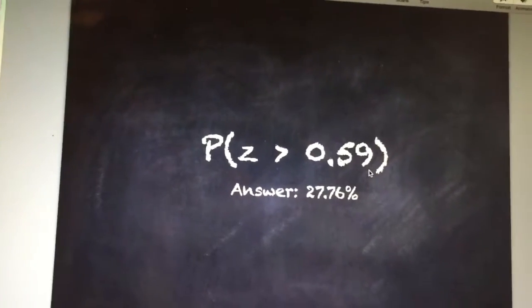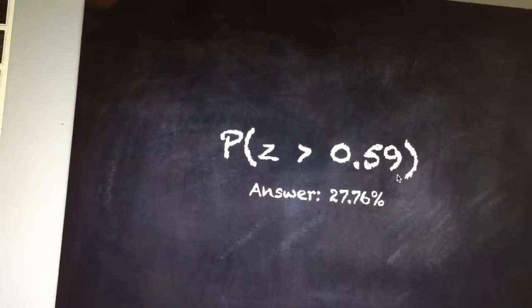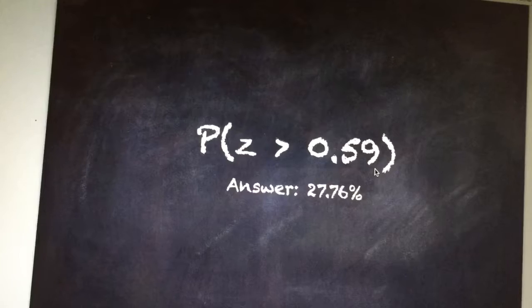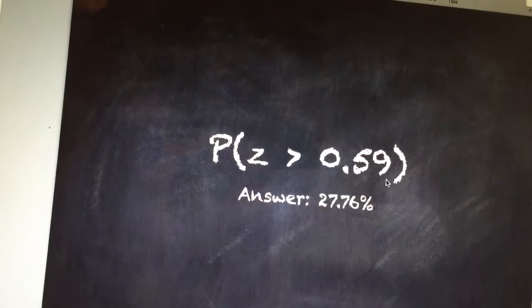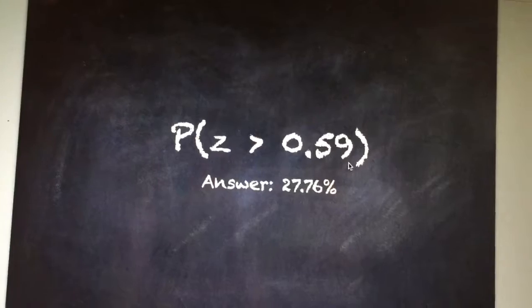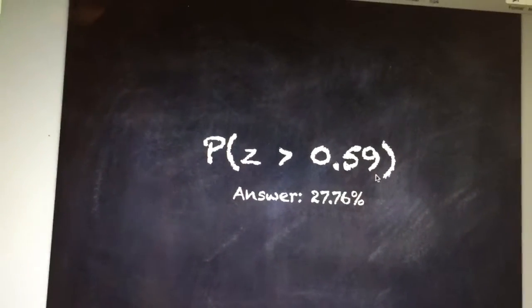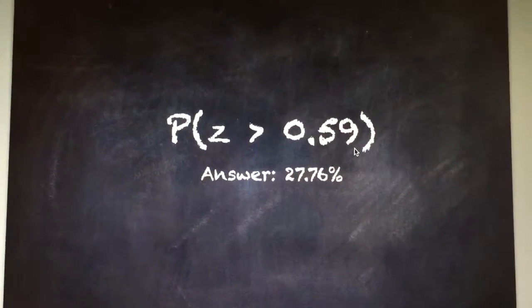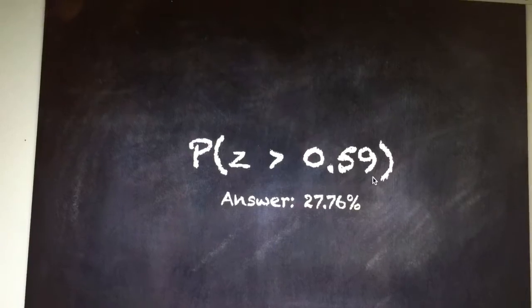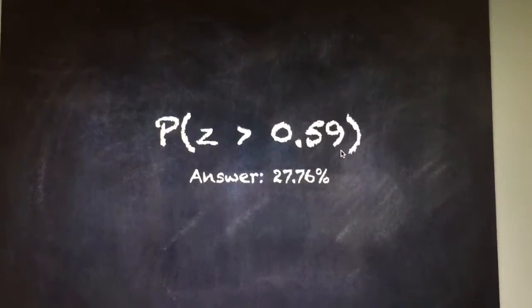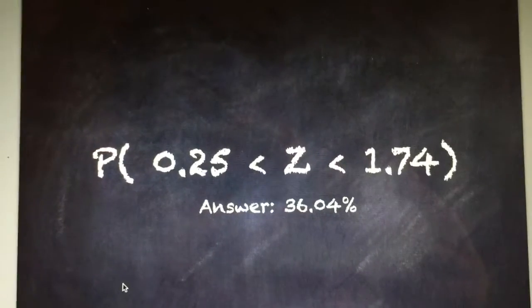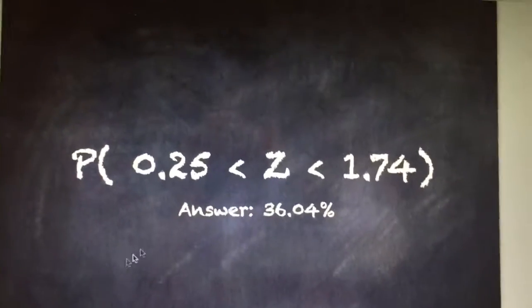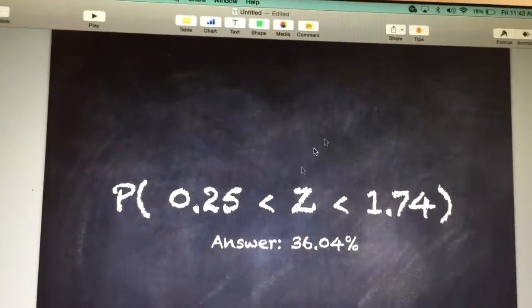0.7224. But don't forget, we need to do 1 minus 0.7224, and we should get 0.2776. And that is the probability of what we need to find. So we need to find the probability, which is a percentage. So we need to move our decimal place over twice to get 27.76%.